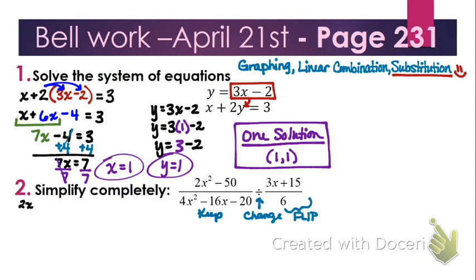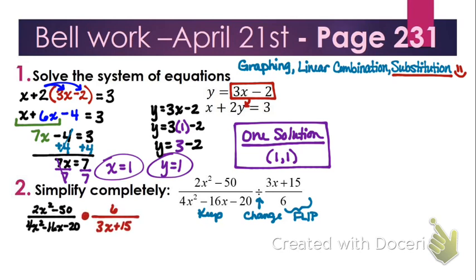So 2x squared minus 50 over 4x squared minus 16x minus 20. There's my keep. And then change means I'm going to have multiplication and then flip. The 6 comes up to my numerator. 3x plus 15 moves down into my denominator. All right, so I did keep, change, flip. What do I want to do next?